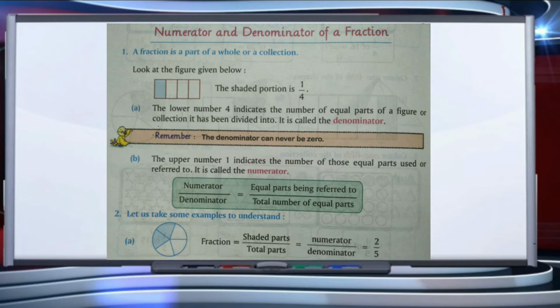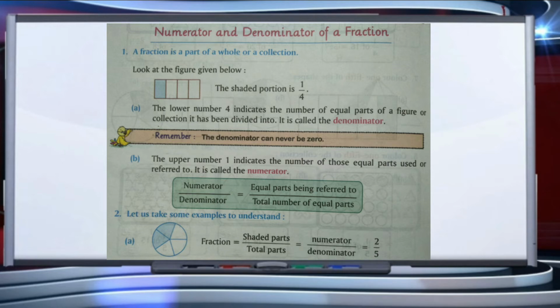Then let us understand it with the help of one example. We are having here this circle, and it is divided into 5 parts. Out of that, 2 are shaded. Now the fraction will become shaded part divided by total parts. Then we can also write it as numerator divided by denominator, where numerator is shaded parts. Shaded parts means 2 shaded parts here, that is 2.